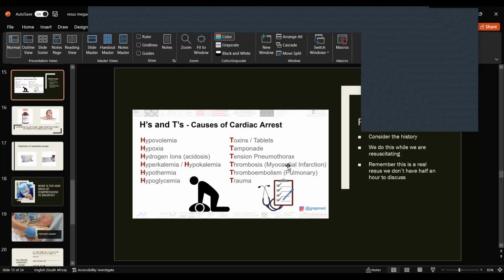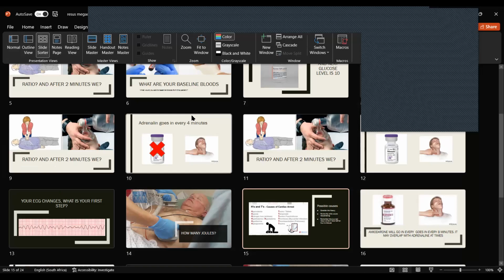Thrombosis or myocardial infarction, possible? Very possible in this patient. Thromboembolism, pulmonary? Very likely as well. Trauma, not really in this case. Okay. All right. So now we've kind of looked through all of that. Okay. So we've tried. So we're coming up to a bit of a thing.